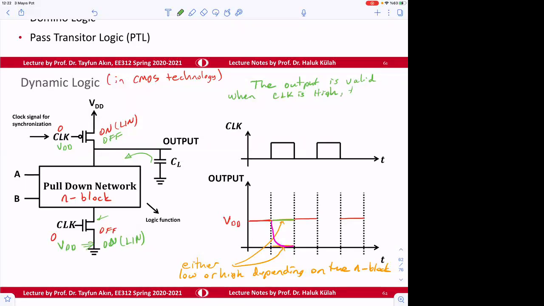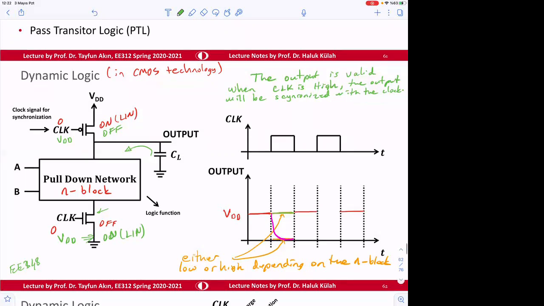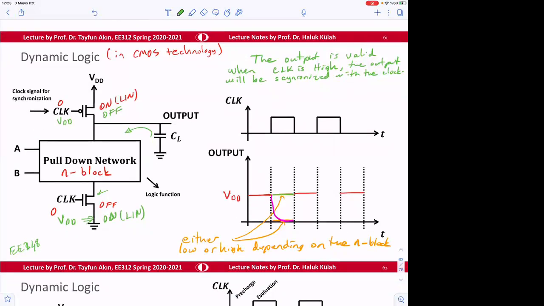So the output will be synchronized with the clock. So this has some advantages. Maybe you have seen in your EE312 course, clock skew problems. There are some other things here that you might have seen.